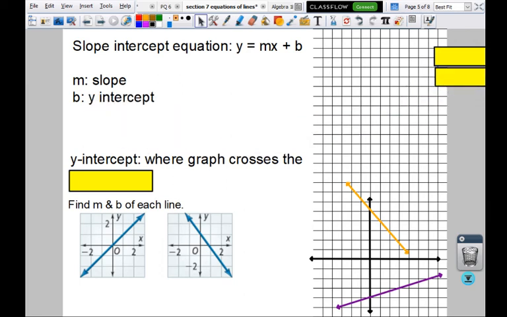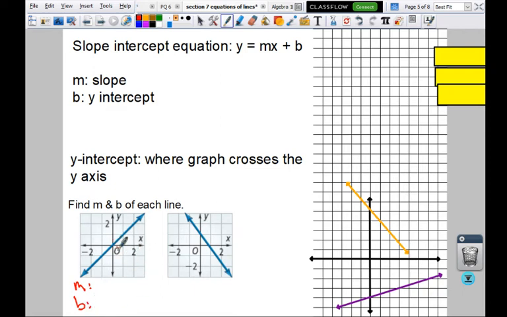I thought it was base, but okay. That's when we find areas. Yeah. So our y-intercept is where our graph crosses the y-axis. That's all the y-intercept is, where our graph crosses the y-axis. So remember, y goes up and down, that's my up and down axis. All you need to do is find where it crosses. So let's look at these two down here. I'm going to find the m and the b of each line. M is my slope, b is my y-intercept.